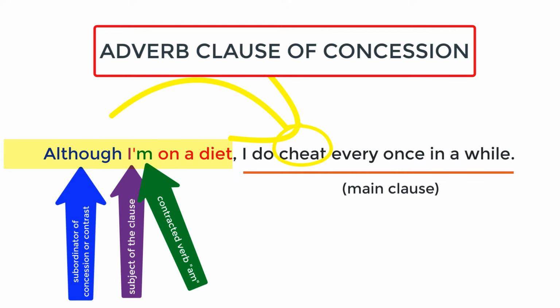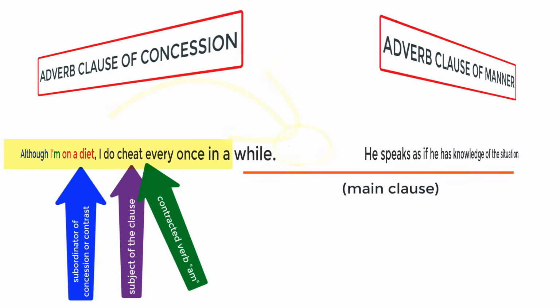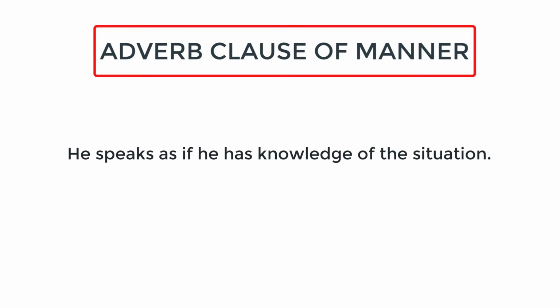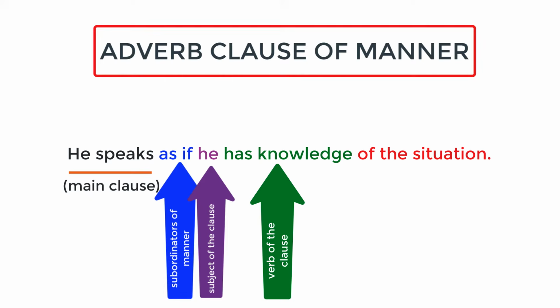Let's go on to an adverb clause of manner. He speaks as if he has knowledge of the situation. In this example, the subordinators as if are the triggers for the adverb or adverbial clause, modifying the manner in which he speaks.